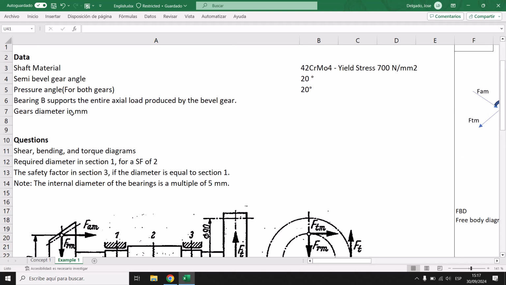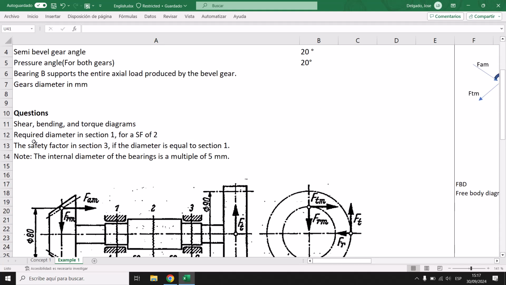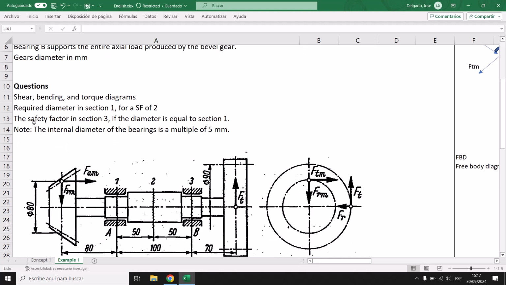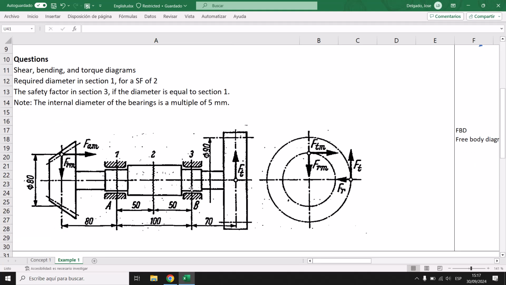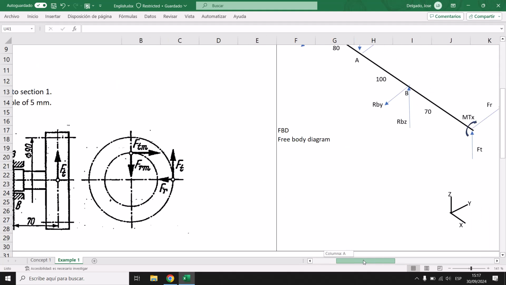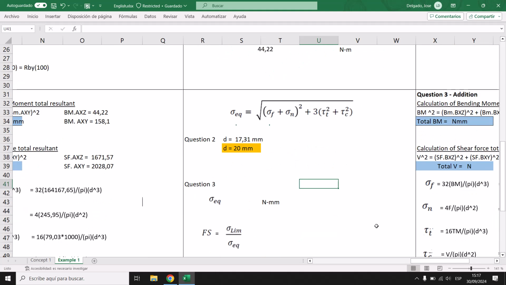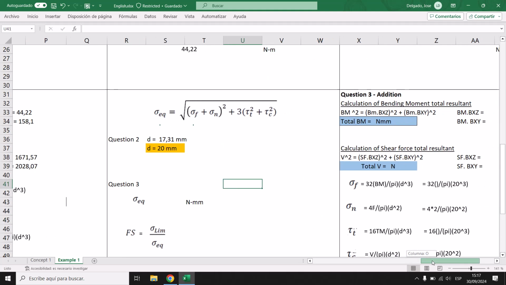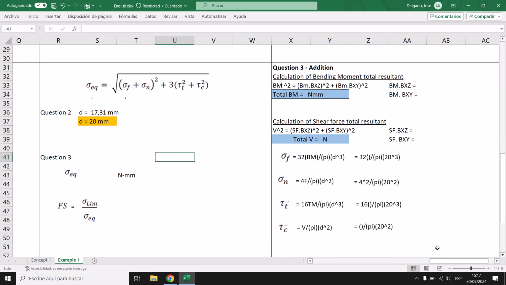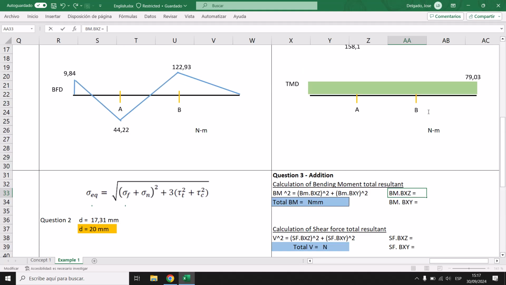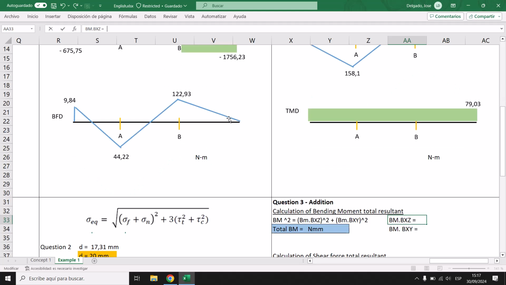Now the third question is they want to know the safety factor in section 3 here. Section 3 is on B. If the diameter is equal to section 1, so it's equal to 20. So I have here, we should make the same. It's the same.